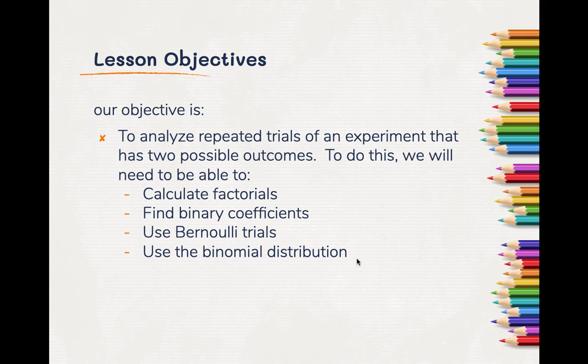So, with that in mind, with this section we're looking at analyzing repeated trials. To do this, we're going to work up to it. First we need to calculate factorials. Then we're going to use factorials to find something called a binomial coefficient. And that's going to get us into what we call a Bernoulli trial. And with these Bernoulli trials, we can finally make our binomial distribution. So, wow. A bunch of vocabulary, a bunch of new things building to what we finally need to get to.